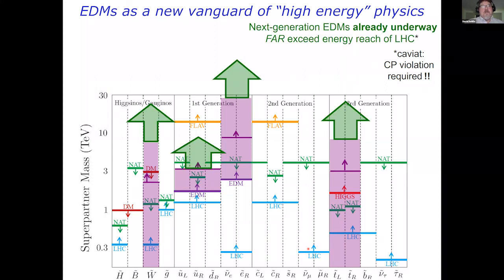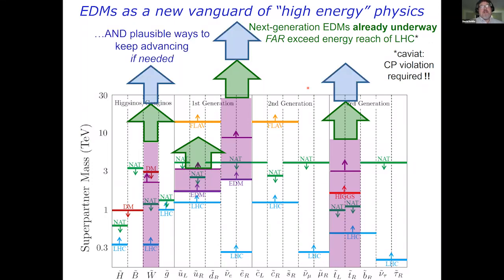already EDM experiments are probing masses above the range that the LHC hopes to reach. Experiments underway now at ACME and elsewhere expect to push these masses up by another factor of 3 or so within the next few years. And there are very plausible ideas to keep advancing if needed. You know, obviously the game changes if one of these next generation experiments actually detects a non-zero EDM for the first time. So with that, I'll stop and thank you for your attention.